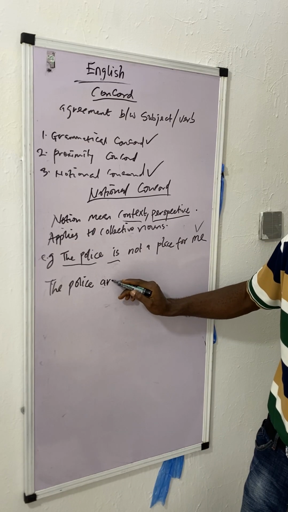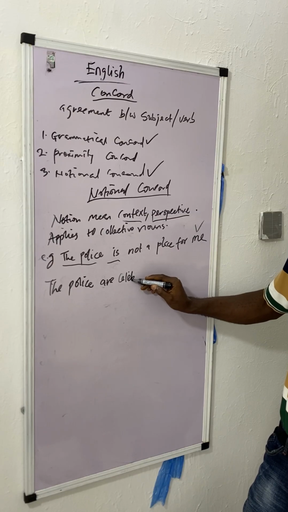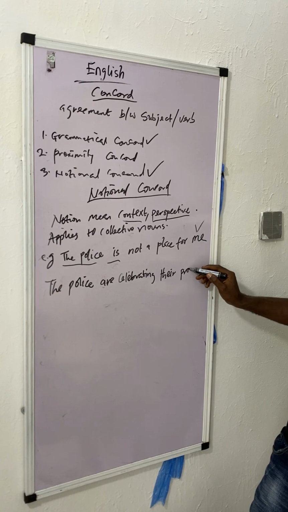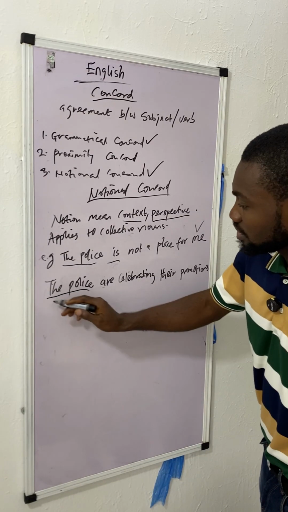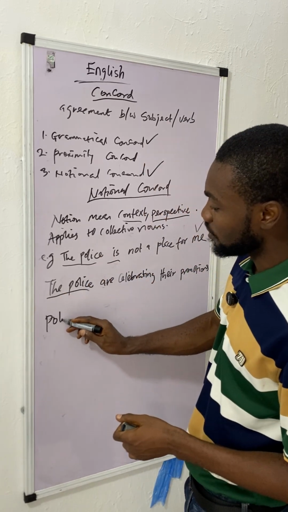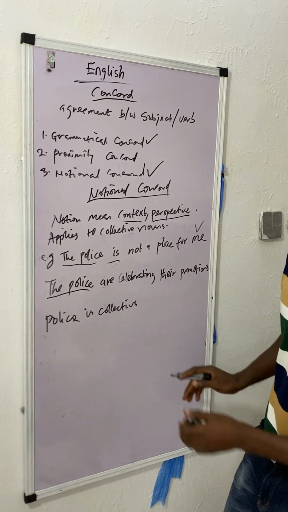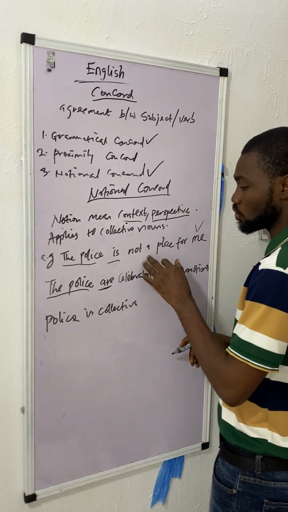We can also say the police are celebrating their promotions. Both sentences are correct. You can see that the same police looks like a singular form, but it is a collective noun. Since police is a collective noun, the verb is what is going to determine the notion.